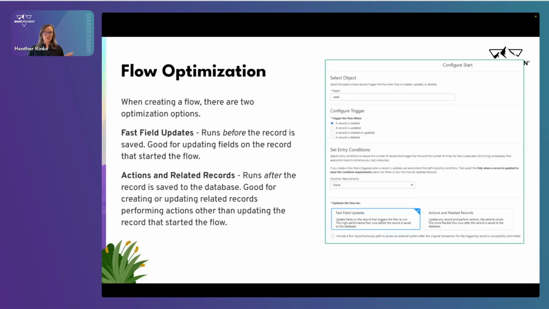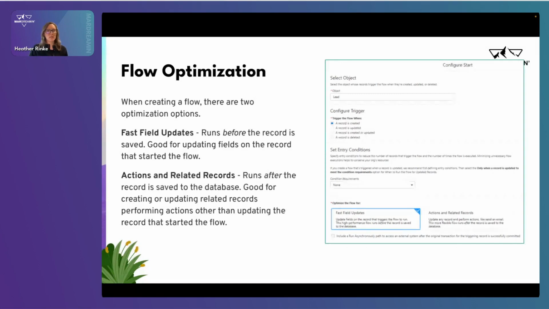So think about a scenario where you have an account that gets created and you have a record triggered flow that you want to standardize the account name. If that's the only thing that's happening in that flow, you can set it to be a fast field update. And when the account is created and the user hits save, that account name is standardized by the flow before that save is completed. So it all happens in the same transaction. So you would use this if you're updating fields on the record that triggered the flow itself. That's the only time you would use this.